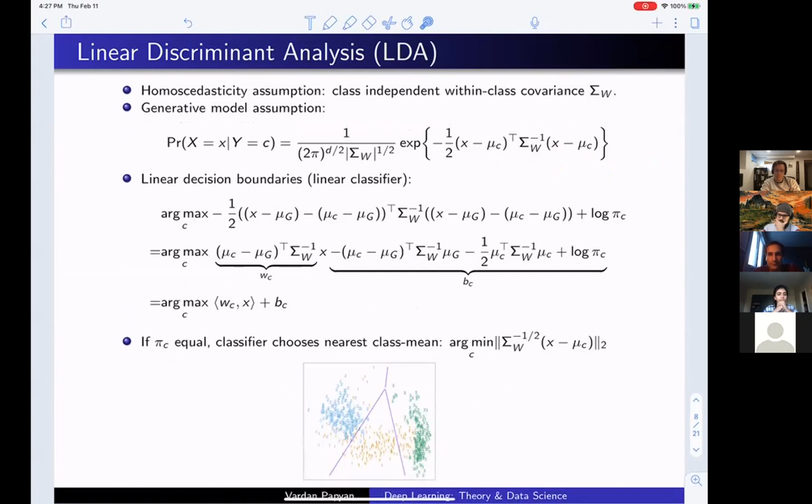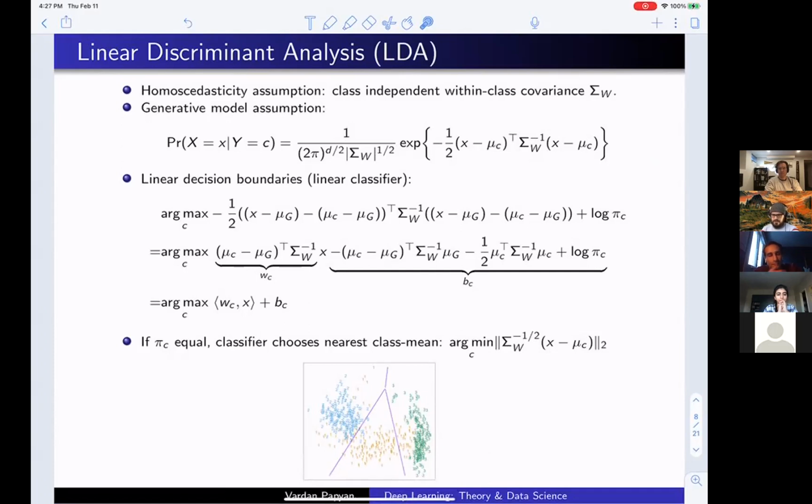The second thing that you should notice is that you can subtract and add mu G from X and mu C. Mu G is the global mean. What is the global mean? It's just the average of all your data, okay? Why do I want to do that? Because I usually like to think about my data as globally centered, okay? Zero mean. So overall, the data is globally centered, but you have different class means.